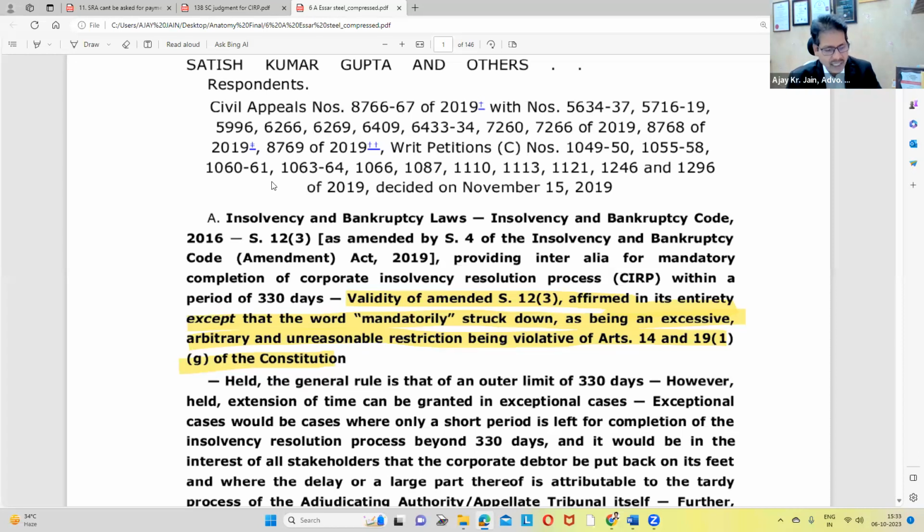See, here the legislature saying the CIRP process shall be completed was enough, but the legislature has added mandatorily. This word is unconstitutional, excessive, arbitrary, and violative of Article 14, as the Supreme Court has observed. And this word should be struck down, as in SR Steel.